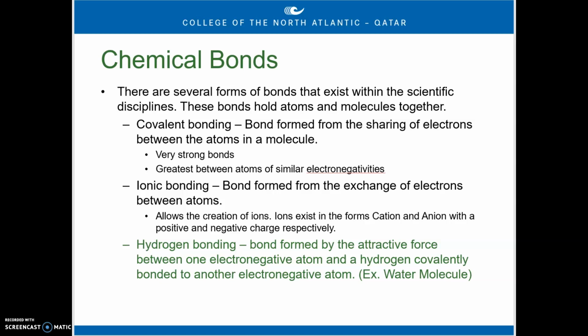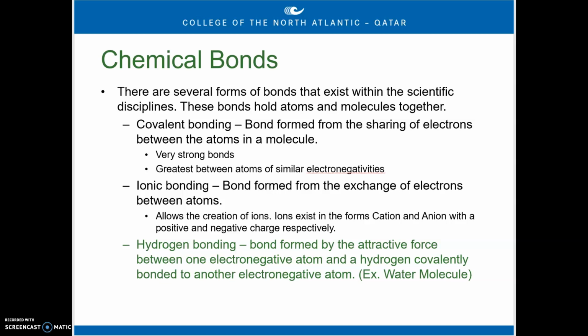We can also have ionic bonding. Now, this is a bond that's formed when two atoms exchange electrons. This allows for the creation of ions, for example. And ions exist in two forms, cation and anion. The cation has a positive charge, and the anion has a negative charge.